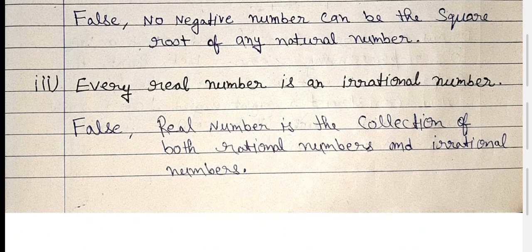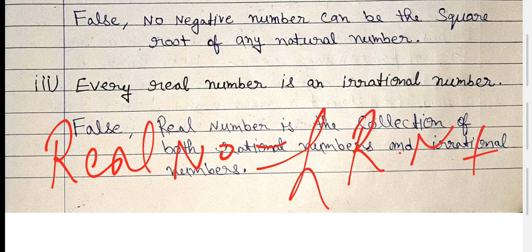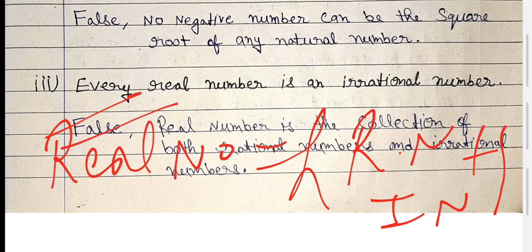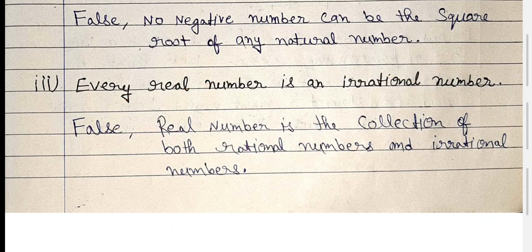Just let me tell it once again. I am writing here: a real number is a collection of both rational numbers and irrational numbers. Now, what does the question say? Every real number is an irrational number only. No, it is false, because some of the real numbers are rational, and some of the real numbers are irrational also. Now, the question says that every real number is irrational only.